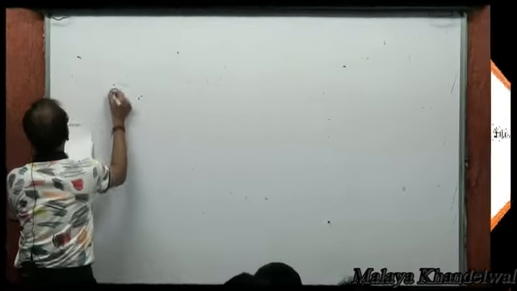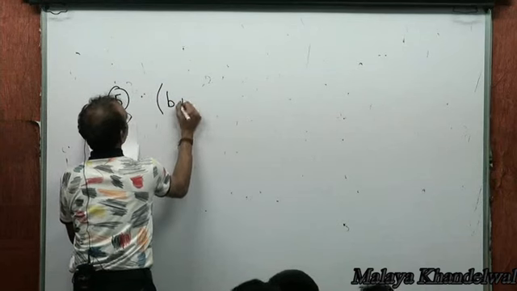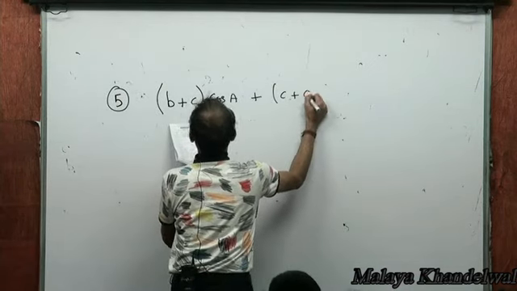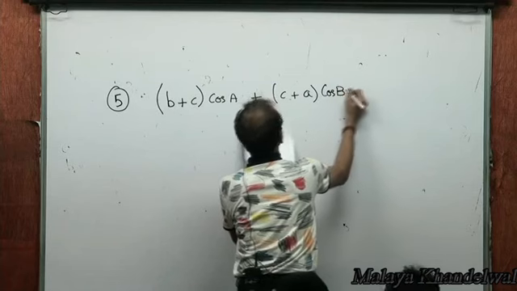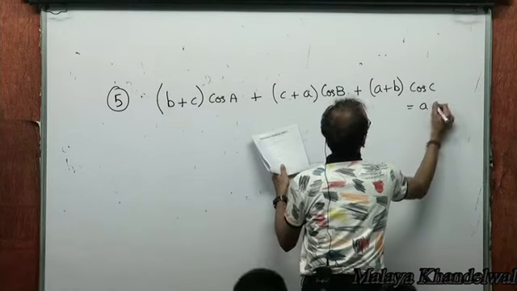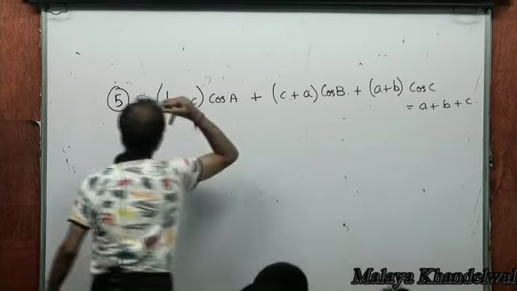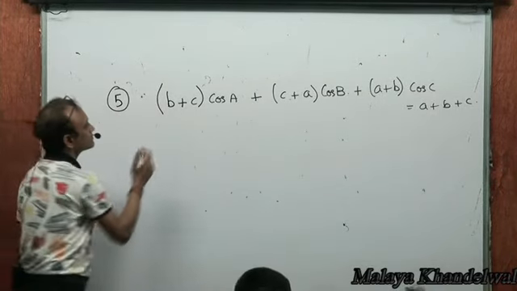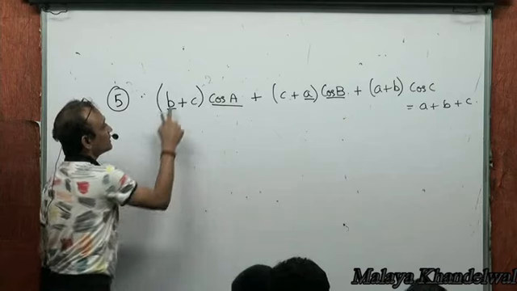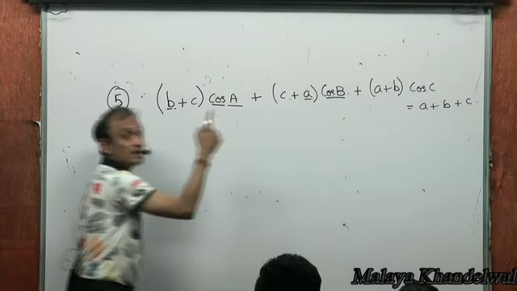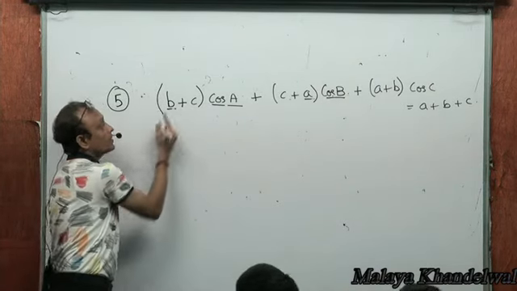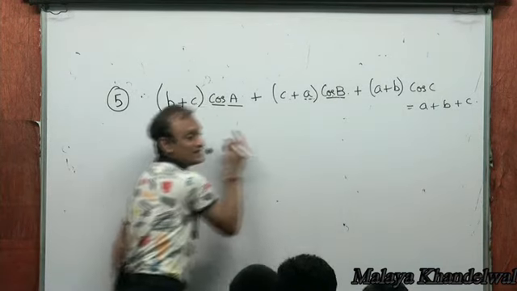Number 5 is about b plus c cos A plus c plus a cos B plus a plus b cos C is a plus b plus c. Very simple. See, b cos A plus a cos B is c, isn't it? Projection formula. Did I tell you the projection formula? a is b cos C plus c cos B. Yes, sir. Right? So b cos A plus a cos B will be c.